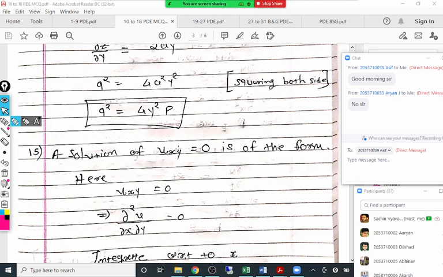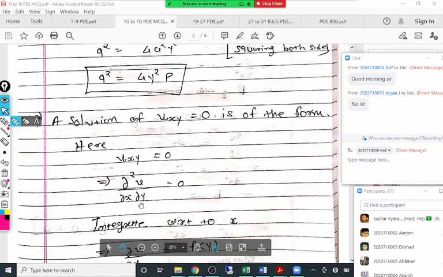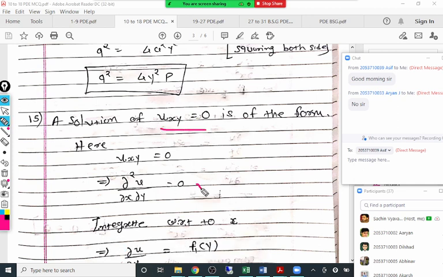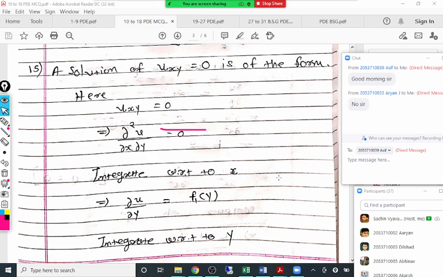A solution of uxy equal to 0 is of the form dou 2u by dou x dou y, correct? This is another notation. U of xy is written this way. That's correct here. So we have to integrate with respect to... Now this is the important part: whether you will integrate with x first or y first.